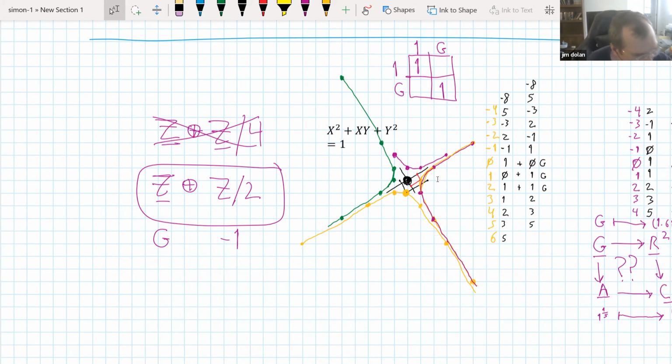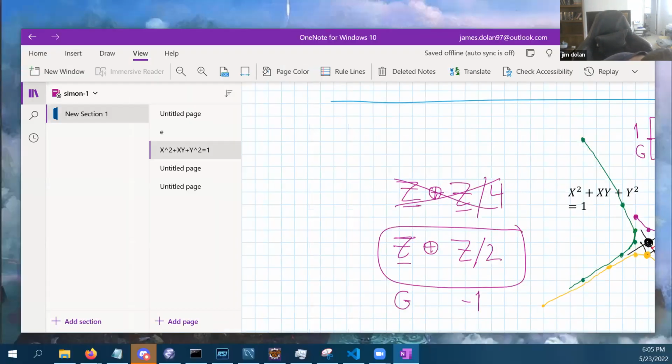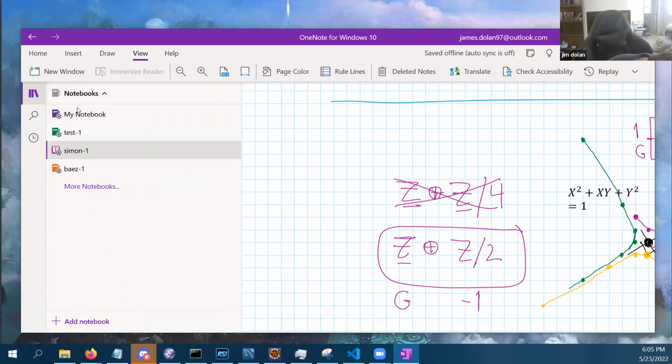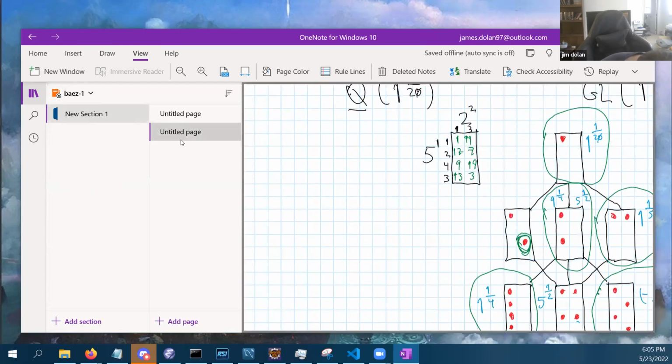All right, so let me go back to our main notes page, if I can find where it is.